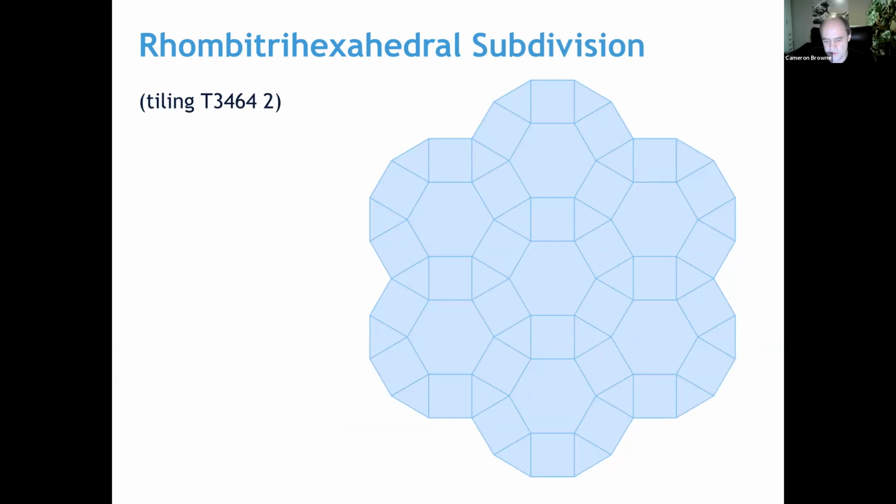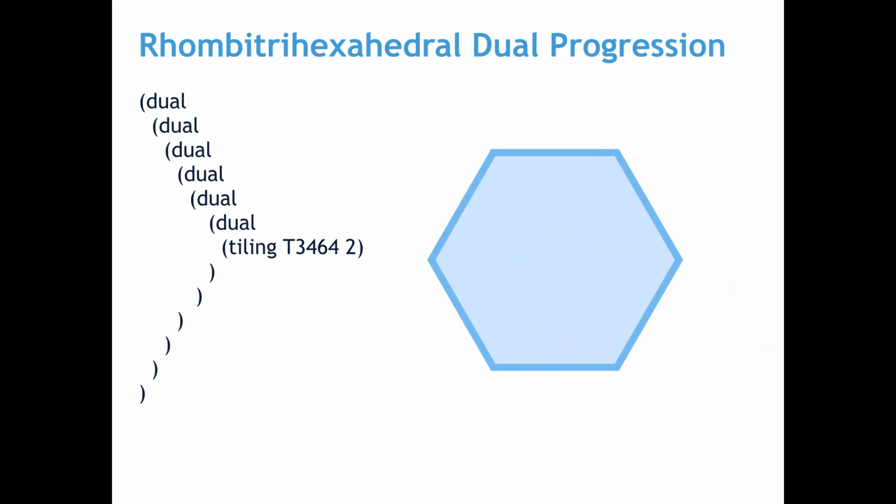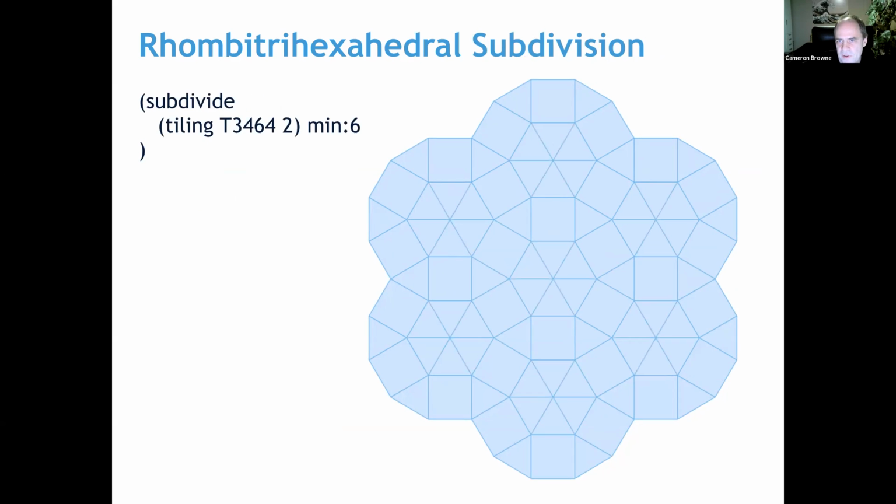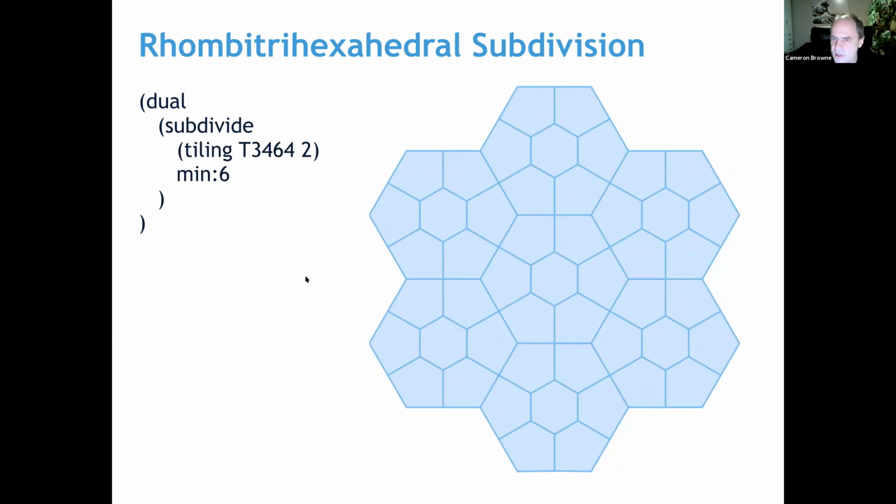So repeated duals aren't that interesting. They just make the board smaller and smaller. So instead, the complementary operation of subdivision can be used to add complexity. So here, if we start with the same tiling, the Kensington board, if we subdivide the cells with 6 sides or more, so the hexagons, we get this more interesting configuration. And the dual gives this more.